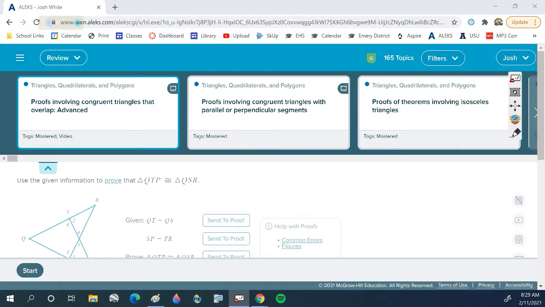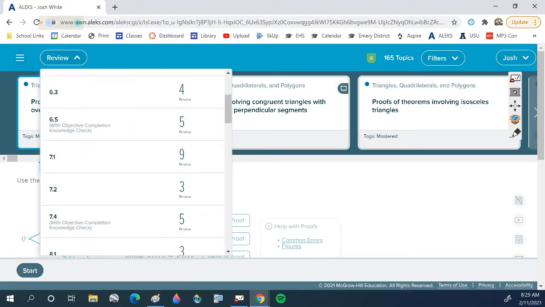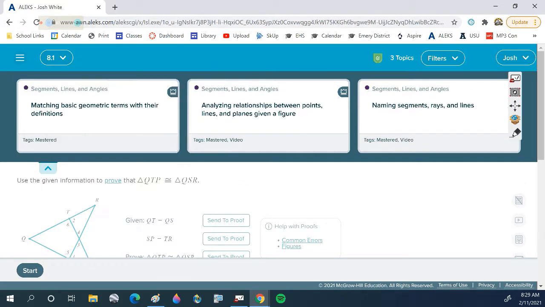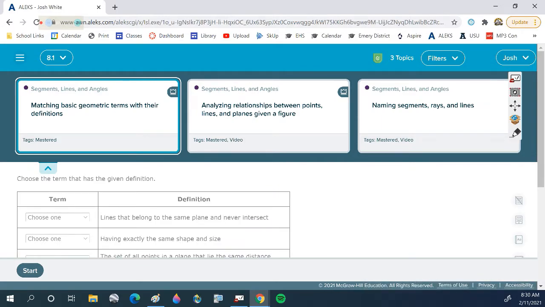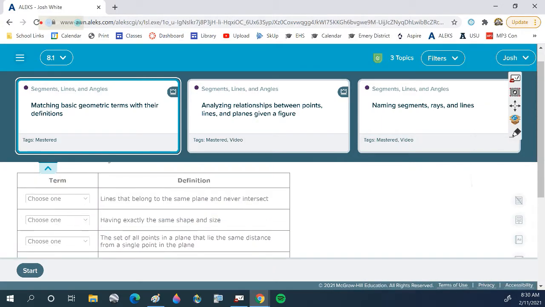So, I figured out a nifty way to display the problems, so I can actually click on them now. So, let's find 8.1. Okay. Whoa. I want that to go away.